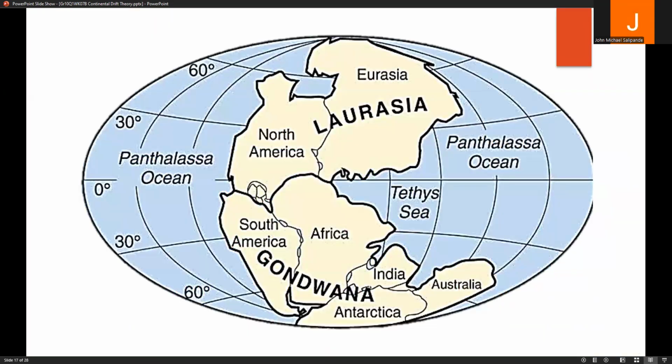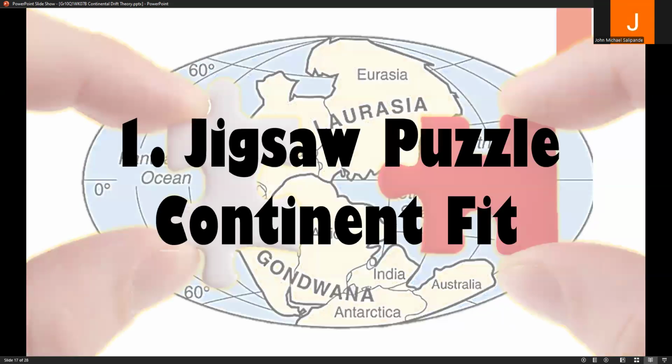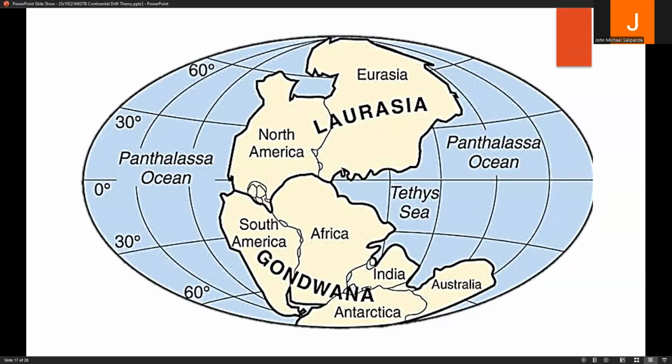Okay? So as you can see, the shape or rather the edges of the continents, if you place them from one continent to another, it seems like they fit like a puzzle. So the first clue or evidence is the jigsaw puzzle continent fit. They fit like a puzzle together, specifically South America and Africa. They are really the perfect example of puzzle pieces literally conjoined together.